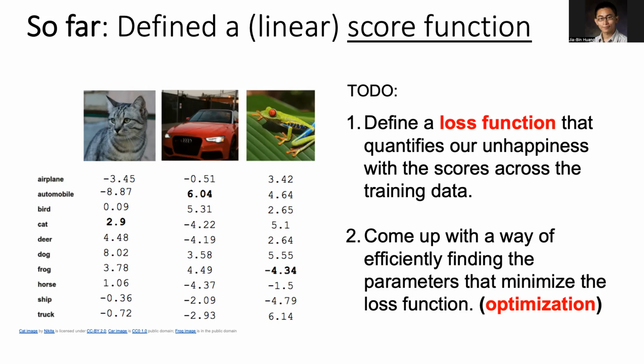So we have a score function that tells me, if I give you some parameters, it gives me scores, and then I'll have some way to tell what are the good parameters. That's a loss function, and we have a way to optimize it. Okay, so these are the three main key concepts in machine learning.